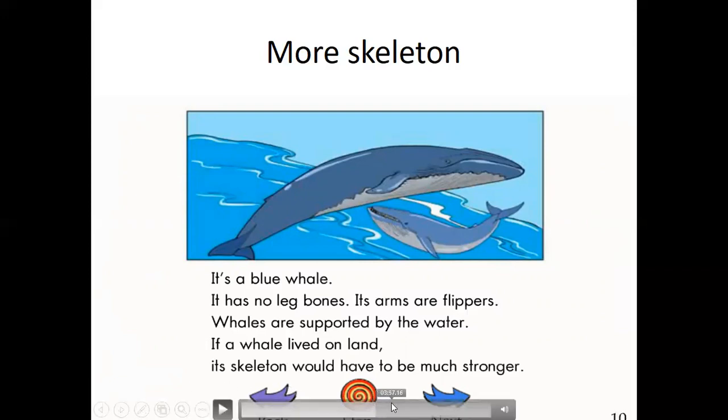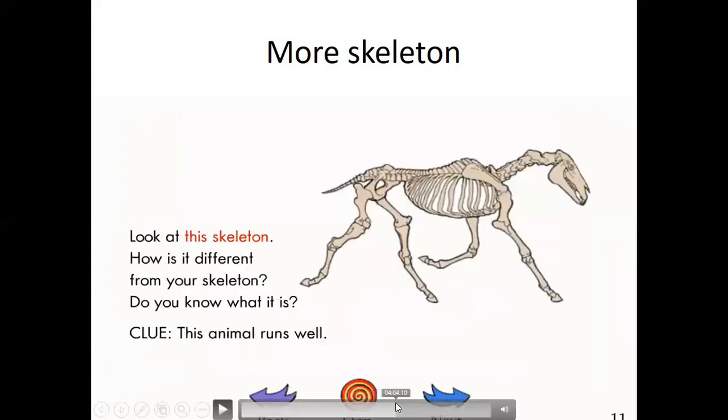Okay, let's see another skeleton. Look at this skeleton. How is it different from your skeleton? It is different from our skeleton in this way: it has four legs, its neck bone is longer, and it has more ribs than ours. So do you know what it is?